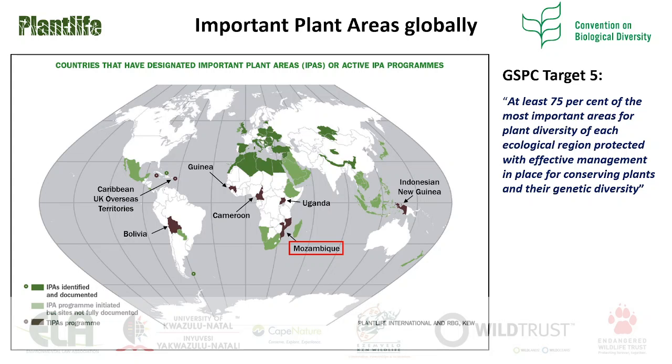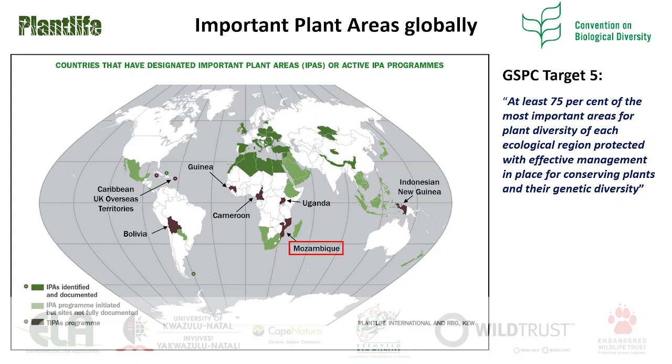The Important Plant Areas programme, first established by Plantlife International in the 1990s, was designed to address these issues and to provide a pragmatic yet rigorous means of identifying critical sites for plant diversity globally. Good progress has been made to date on identifying IPAs in Europe and North Africa, amongst other regions, as highlighted in dark green on this map, but very little progress has been made in the tropics, which is why the Tropical Important Plant Areas programme was launched in 2015, coordinated by Kew in collaboration with our global partnerships.